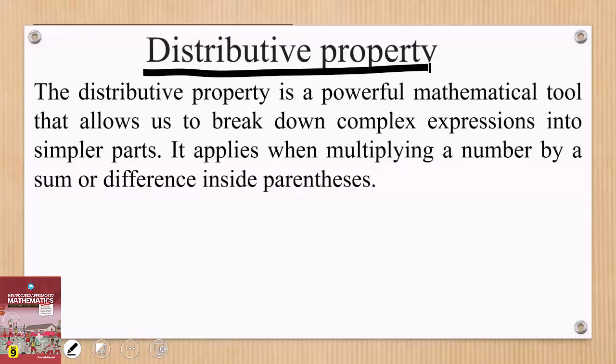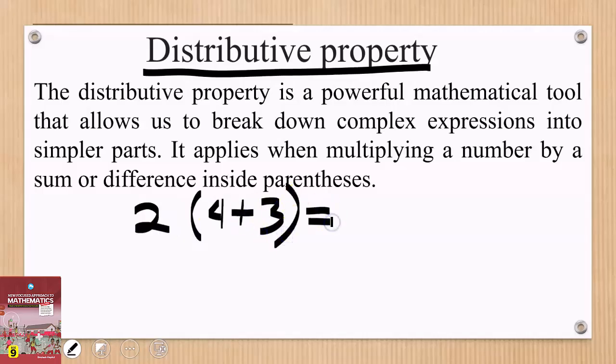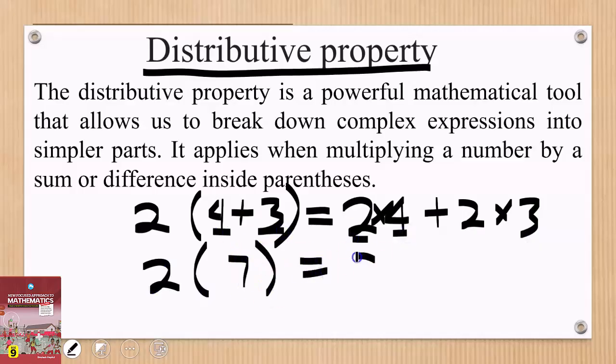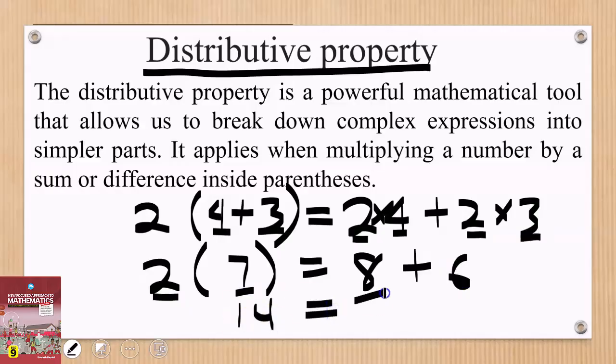For example, if I have 2 into bracket 4 plus 3, this can be written as 2 times 4 plus 2 times 3. And of course, 2 into bracket 4 plus 3 is 2 times 7. 2 times 4 here will give me 8. 2 times 3 will give me 6. If I multiply 2 times 7, I have 14. If I add 8 plus 6, I have 14. So you can see that the left-hand side is equal to the right-hand side.